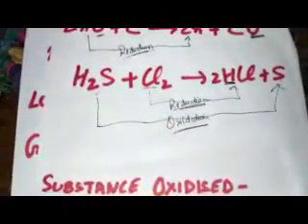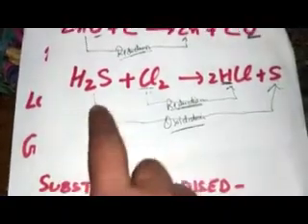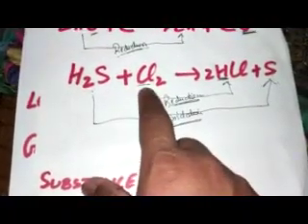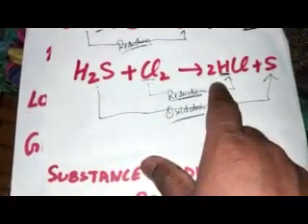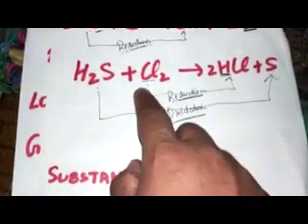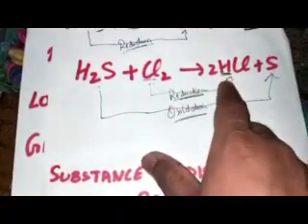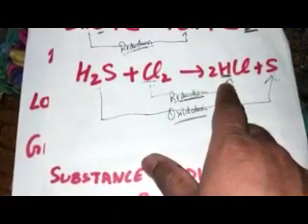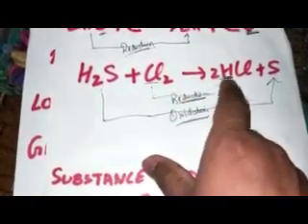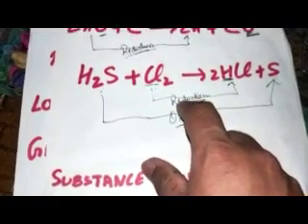Similarly, we have studied that reduction means gain of hydrogen. So in the second equation, if we focus on this half equation, that is chlorine to 2HCl, hydrogen chloride, we will find that chlorine has gained hydrogen during the process. So this is an example of a reduction equation.